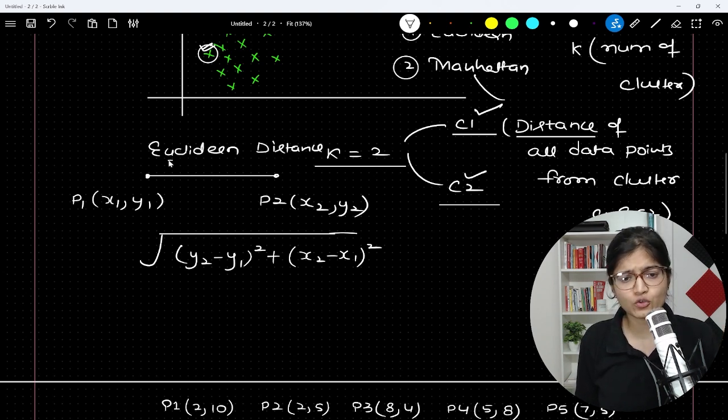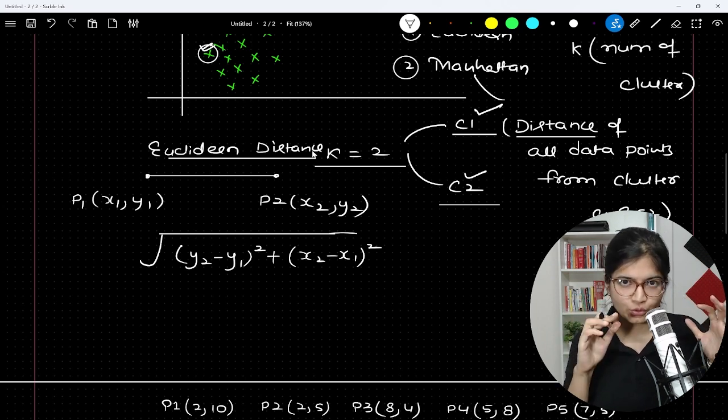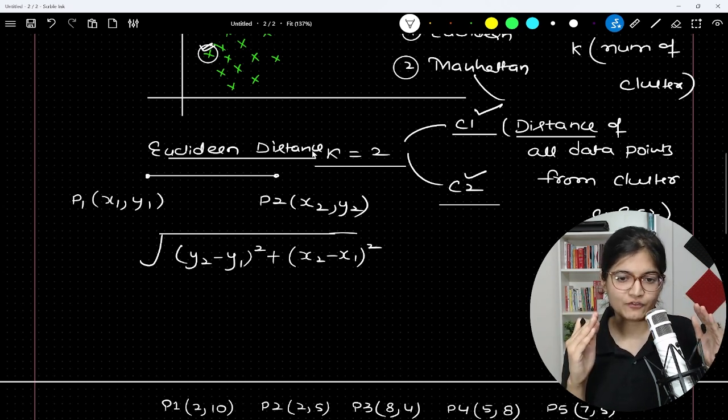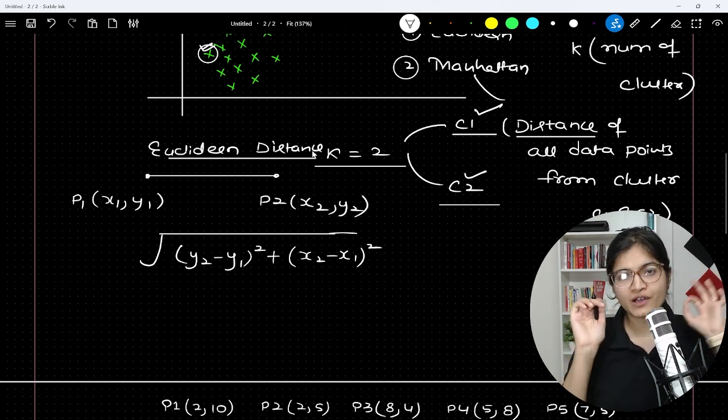So what I'm saying is, we are trying to find the Euclidean distance by finding the difference between the two values, doing the complete square of that, and then taking a square root. This is the first way.